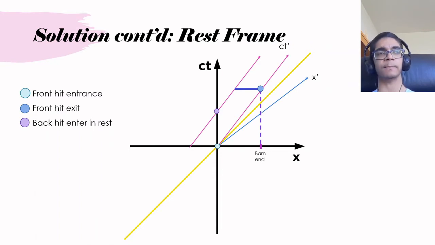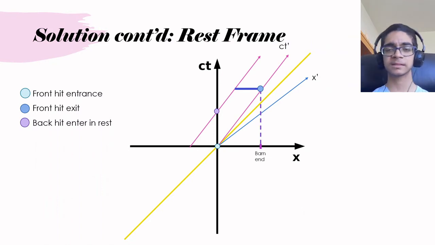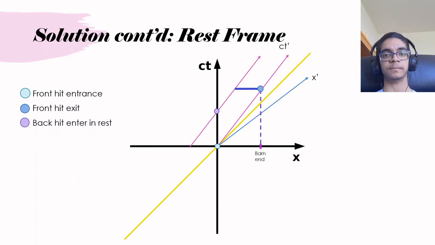So when the barn entrance door opens. The next thing we need to do is figure out when the front of the ladder is going to hit the exit of the barn. And to do that, we need to think about the speed of the object, or of the ladder, rather. So in order to do that, we need to bring in the Lorentz transformations.